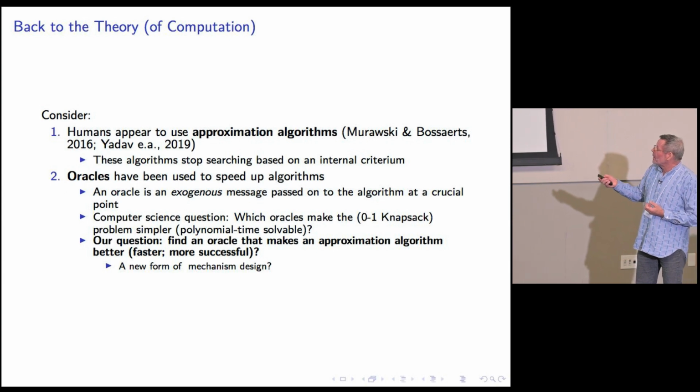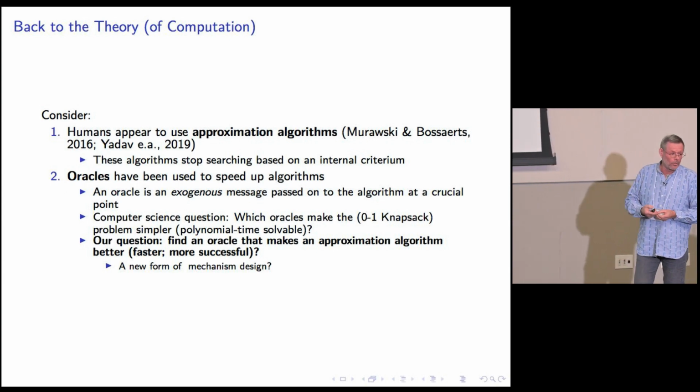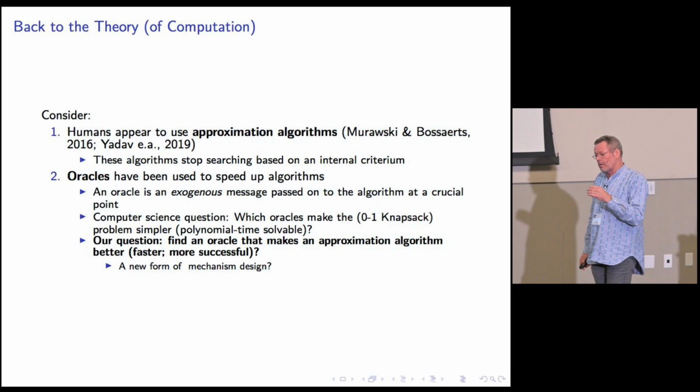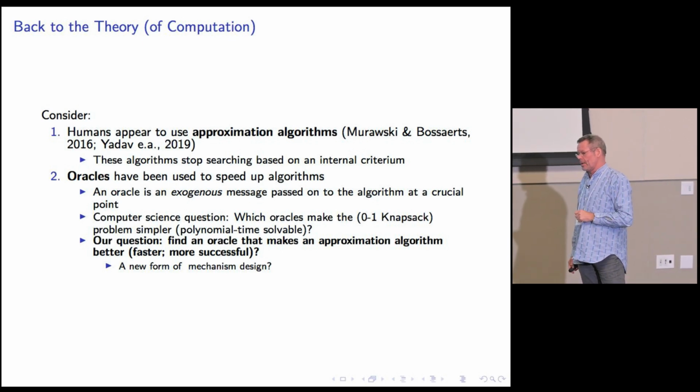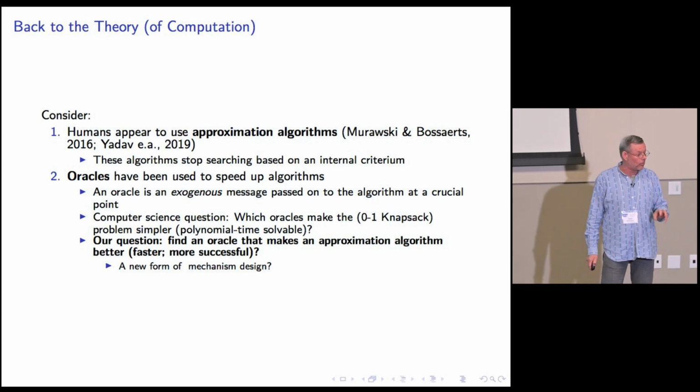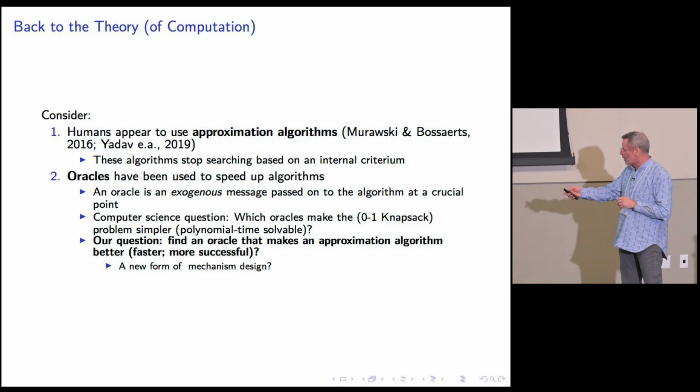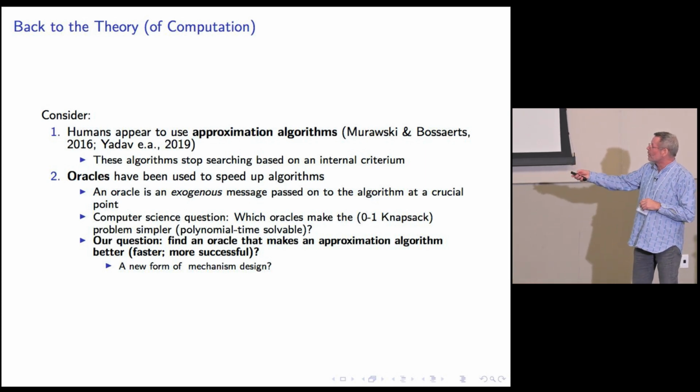We are not going to try to make the 0-1 knapsack polynomial time solvable. Humans don't solve these problems that way. We need an oracle that actually helps the approximation algorithms. So our question is, can you find an oracle that makes an approximation algorithm better, faster, more successful?